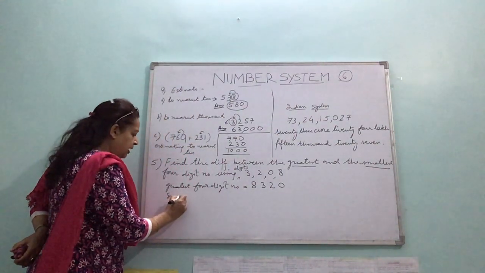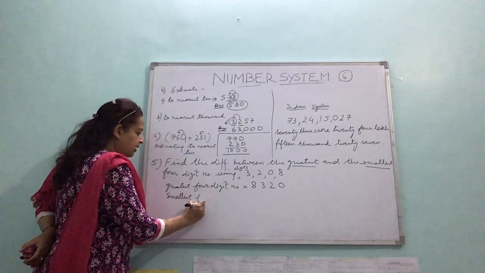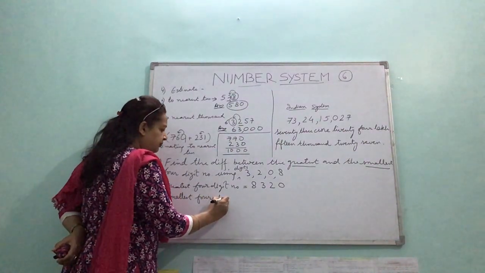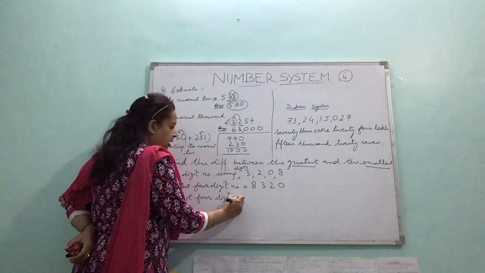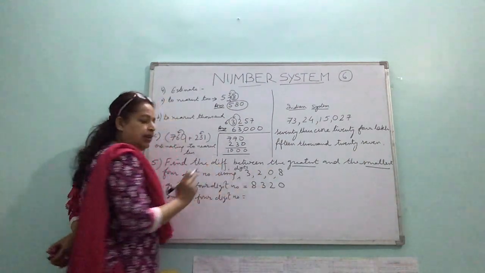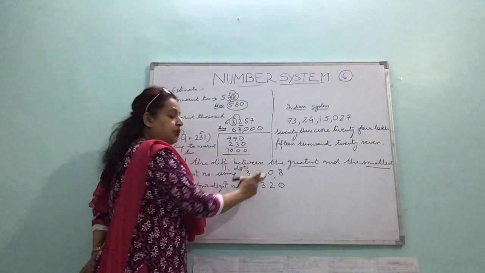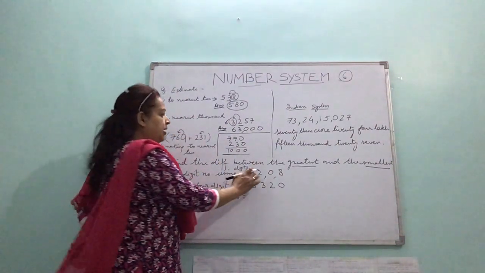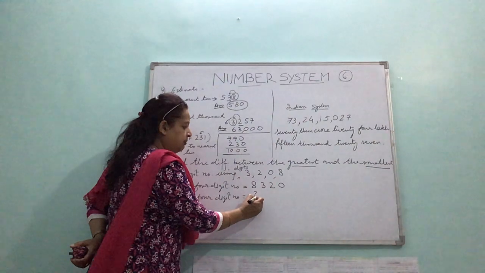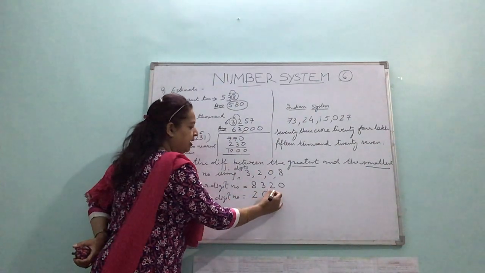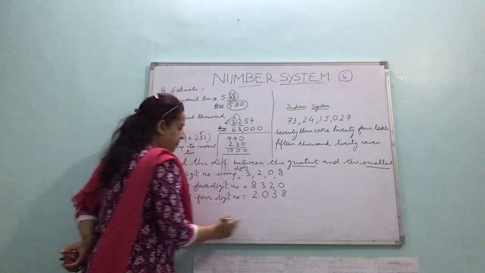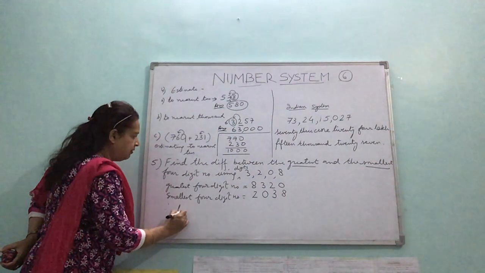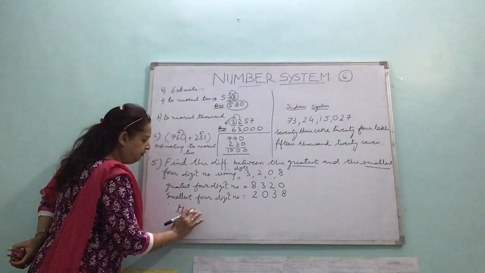Then the smallest 4-digit number formed. Now the smallest digit should be at the highest place value, but 0 cannot be at the 1000 place value, otherwise it would be a 3-digit number. So the next one is 2, and then put 0, then 3, and then 8. Therefore, their difference.